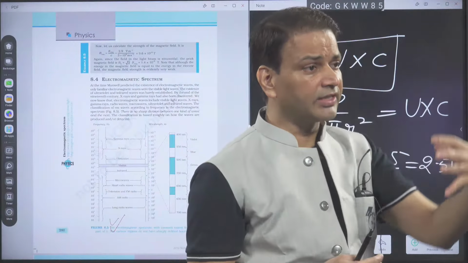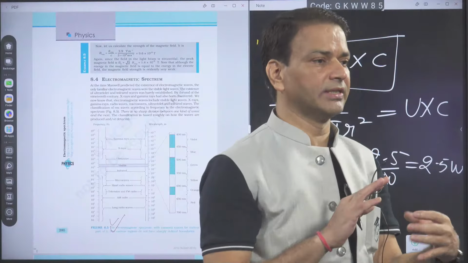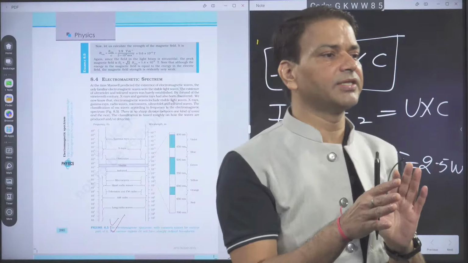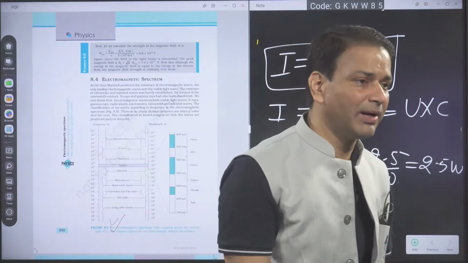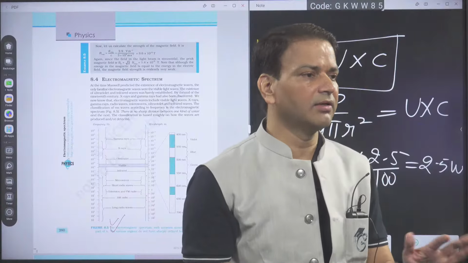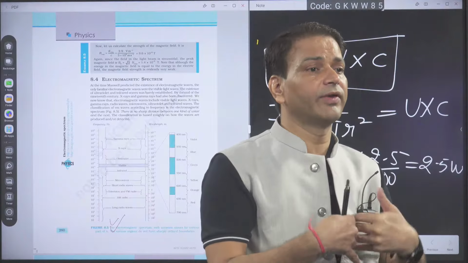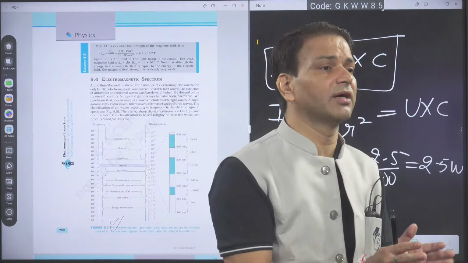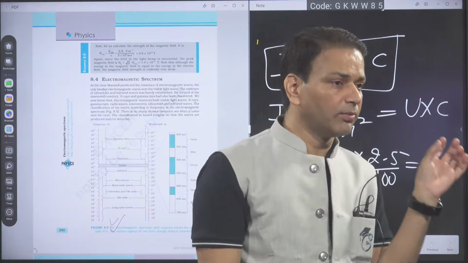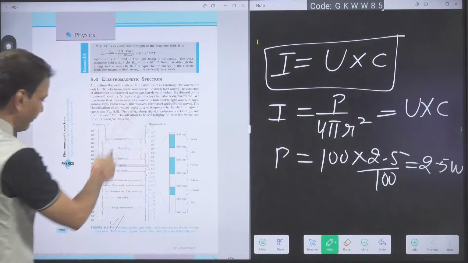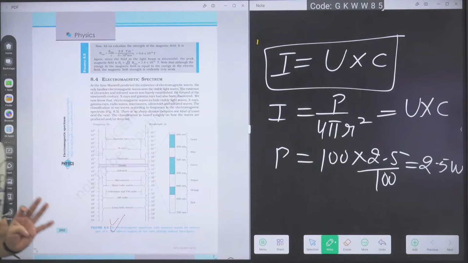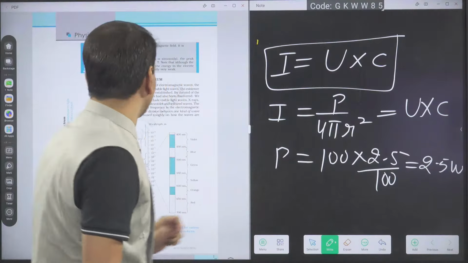This is the order of increasing wavelength or decreasing frequency. Frequency and wavelength, what is the relation? We know that c is equal to f lambda, or f is equal to c by lambda. Suppose we know the wavelength, we can find the frequency by using the wave velocity formula, c is equal to f lambda. So this is the increasing order of the wavelength or decreasing order of the frequency. One thing.